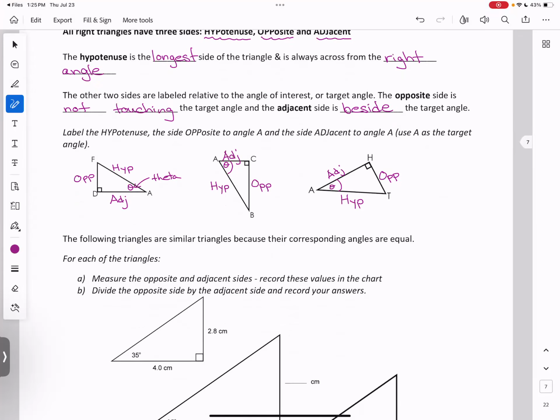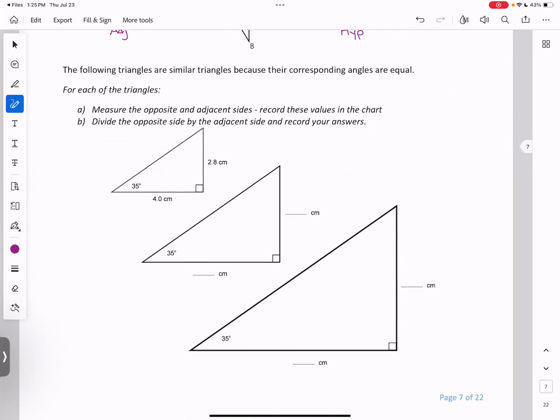But before we do that, I want to do the following exercise. This first one's been measured for us, and I'm just going to check if on my printed sheet it actually makes sense. We have three triangles here. Each of them is just a scaled up version of the other one. So all three have a target angle of 35 degrees. What I'd like you to do is take a ruler and measure your opposite and adjacent side relative to this 35 degrees for all three triangles.